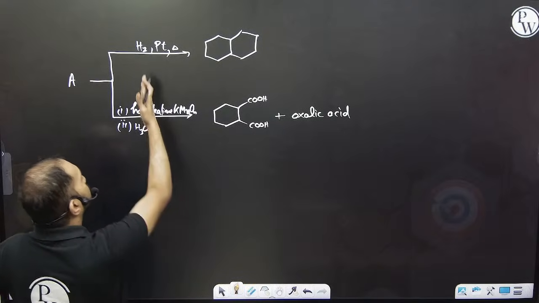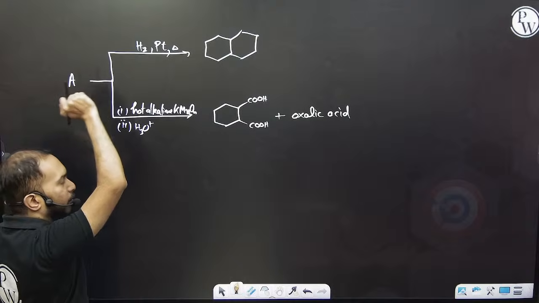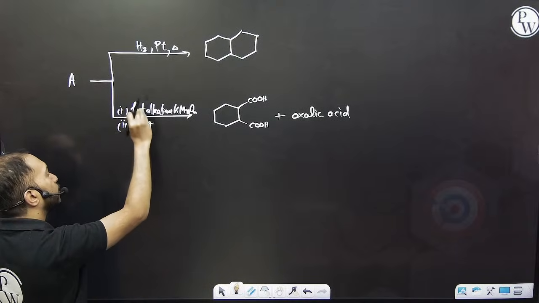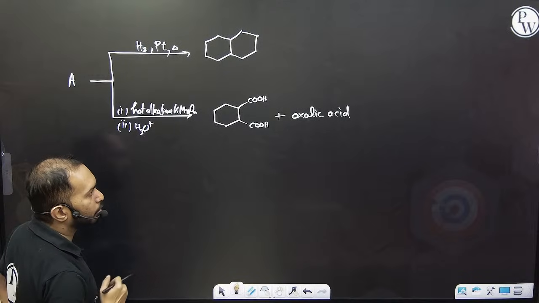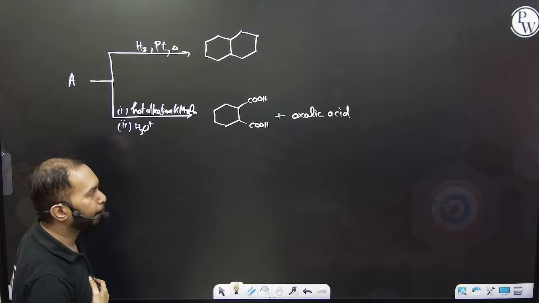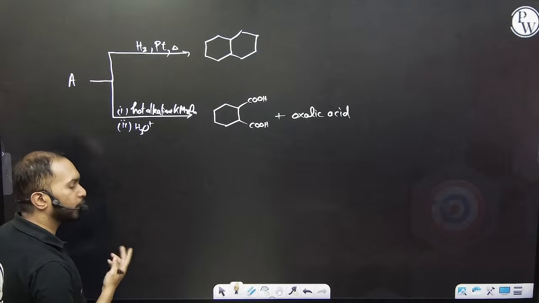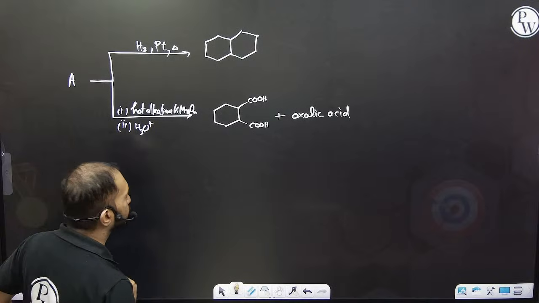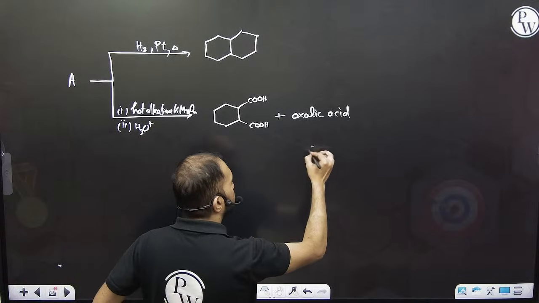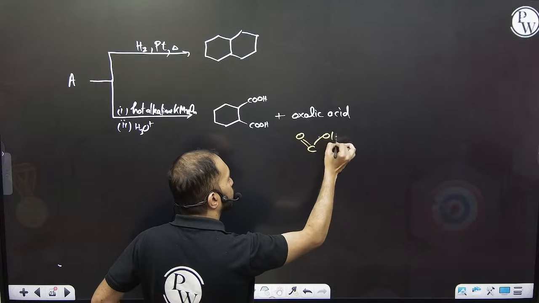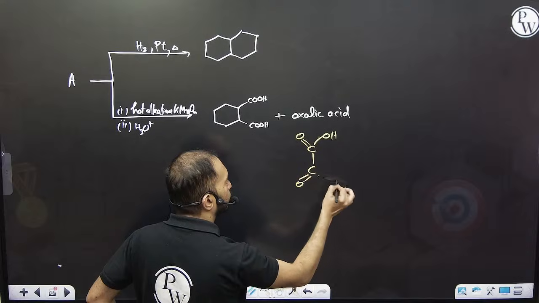First reaction is hydrogenation reaction, reduction reaction. Everybody is aware about that. Second reaction, hot KMnO4. What does the hot KMnO4 do? Hot KMnO4 does oxidative ozonolysis, right? Oxidative ozonolysis you can do by the use of ozone, or you can use hot KMnO4 as well. Here we are getting oxalic acid. What's the structure of oxalic acid? Oxalic acid structure is like this: C double bond O, OH, C double bond O, OH, right?